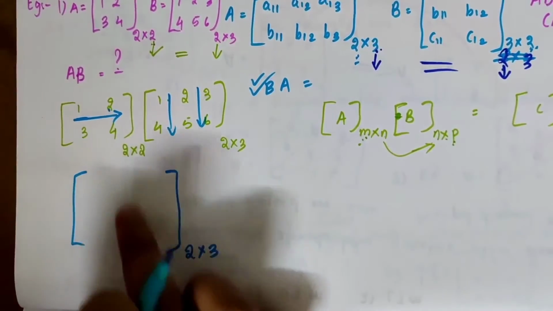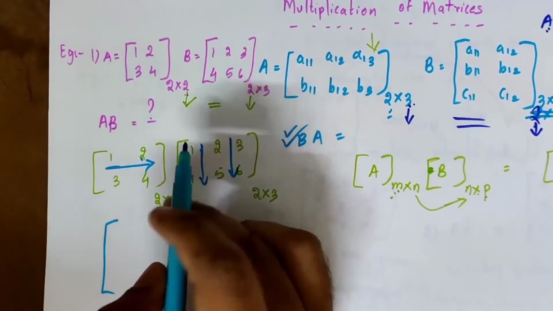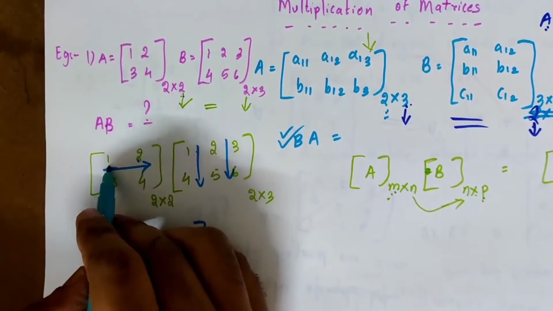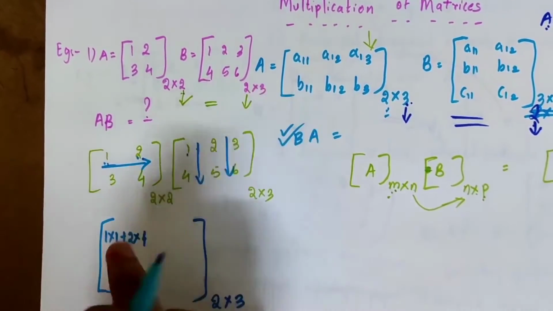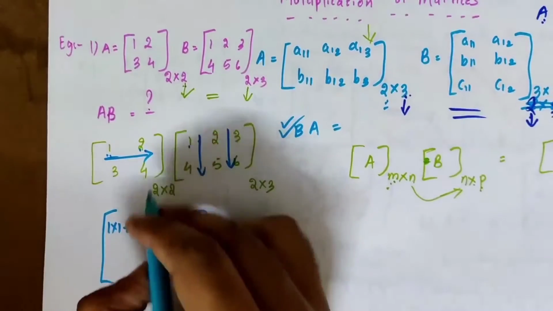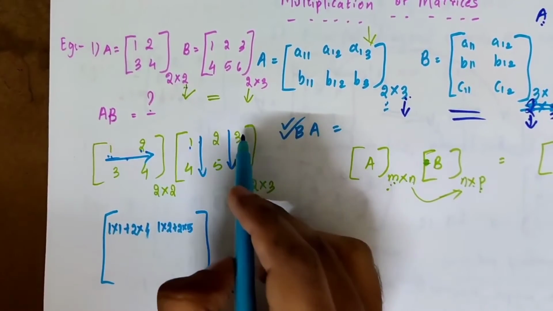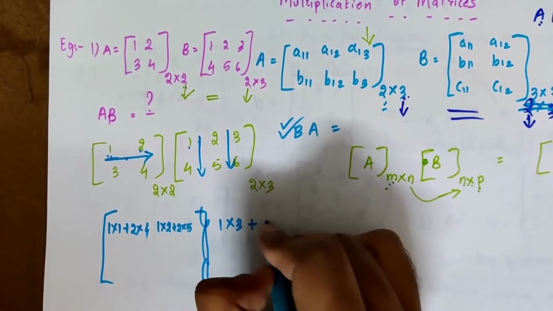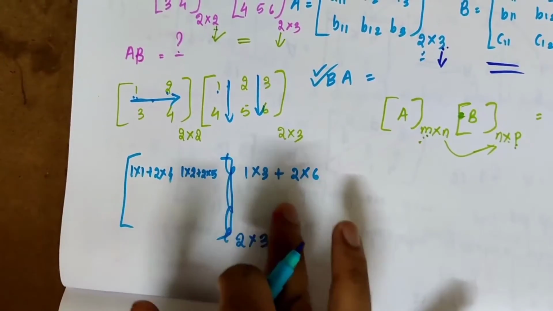So you will have 2 rows and 3 columns, obtained by this multiplication. I multiply the first row of the first matrix with each and every column of the second matrix. That is 1 into 1 plus 2 into 4, which gives the first element. The second element is 1 into 2 plus 2 into 5. The next element is 1 into 3 plus 2 into 6. In this way I have got my first row with 3 columns.